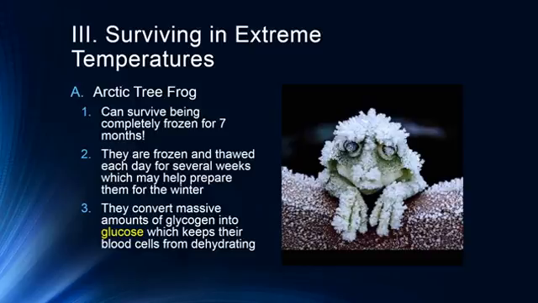What appears to happen is they start to adapt to a freeze-thaw cycle, so they are basically frozen and thawed out each day for several weeks, which might help them prepare for winter. What happens is they convert massive amounts of glycogen into glucose, which keeps their blood cells from dehydrating, so their blood cells don't rupture. And that's what happens when we have frostbite. We have cells that rupture because they dehydrate, which has something to do with the glycogen levels. And so converting it into glucose keeps those blood cells from dehydrating and keeps them intact.